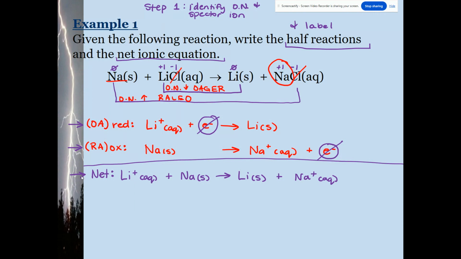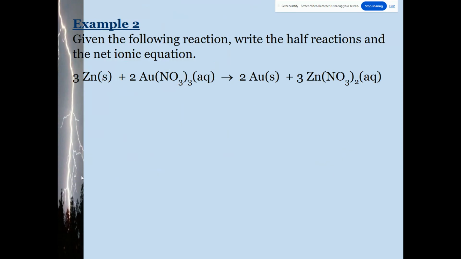Okay? Let's look at another example. When you have an equation that's already balanced, I usually just ignore the balancing coefficients. They will come back when we write the net reaction, and I'll show you that in a second. But usually we just want to think of what's happening on each individual half reaction.